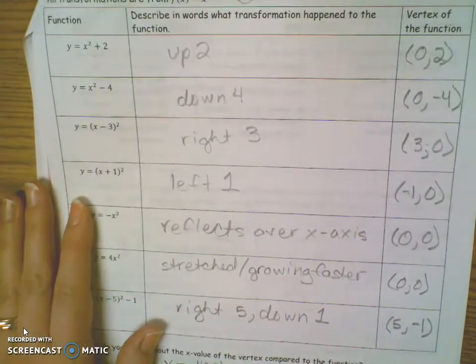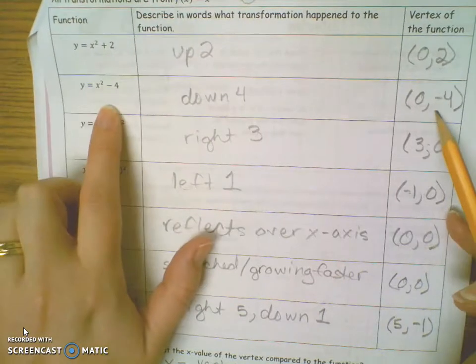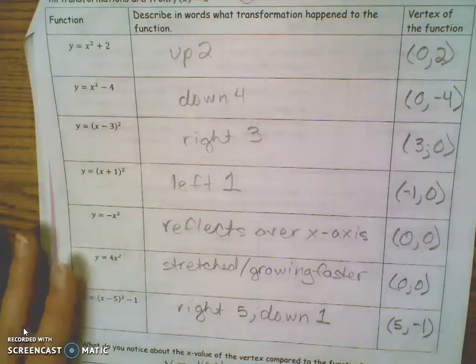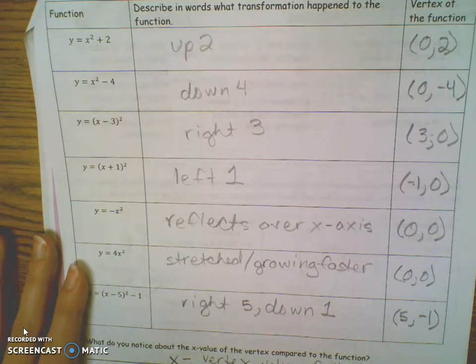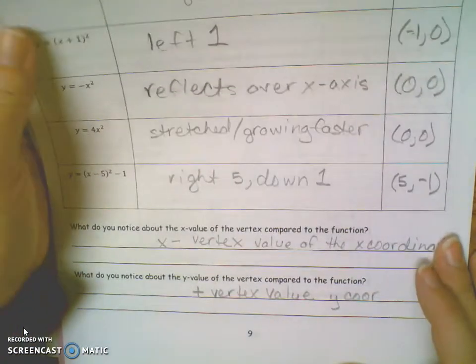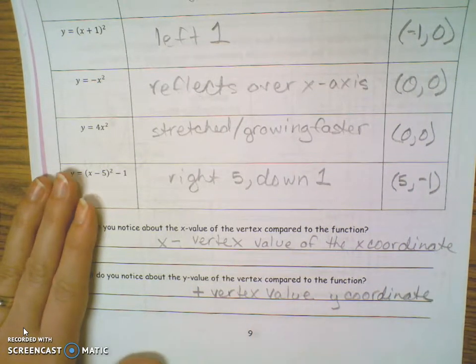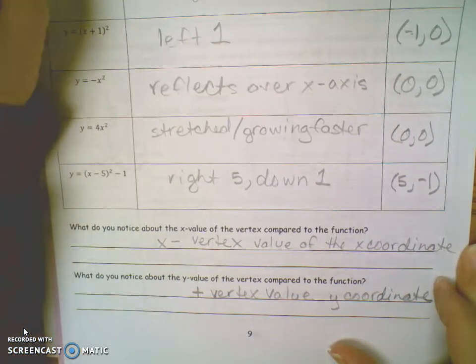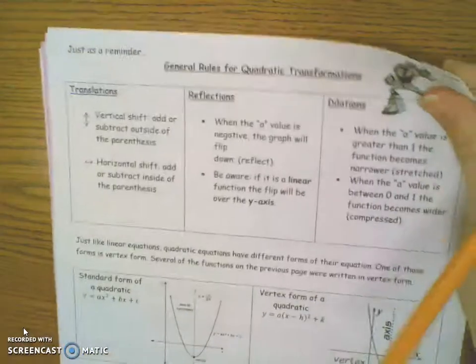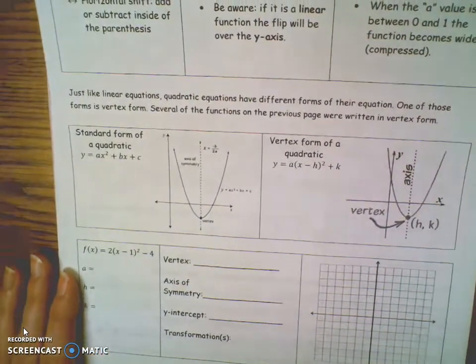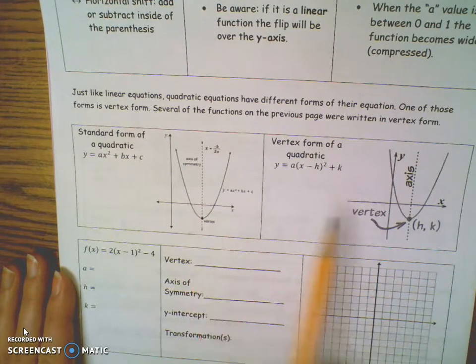And then with the y, so here's our y, so if it's 2, it's plus 2. If it's negative 4, it's minus 4. So this one, it's going to be plus the vertex value of our y coordinate. Oops, I'm sorry, you can't see what I'm writing. Okay. It's going to be plus the vertex value of our y coordinate. Okay, so let's see what that actually does for us in terms of graphing. So these are just a reminder of our translations, reflections, and dilations that you've seen before, and also a review of the standard form, and then this is our vertex form.